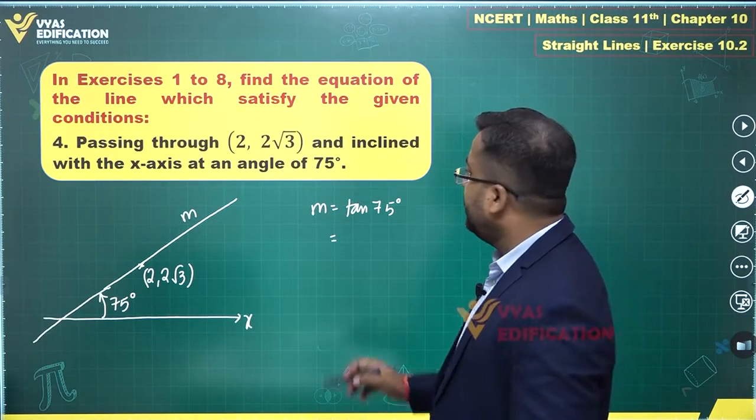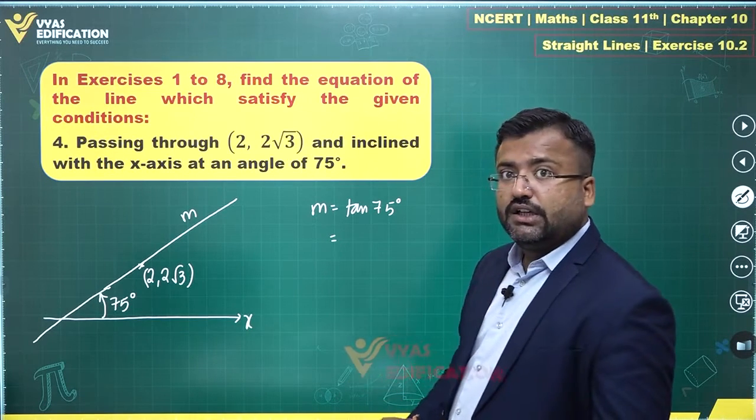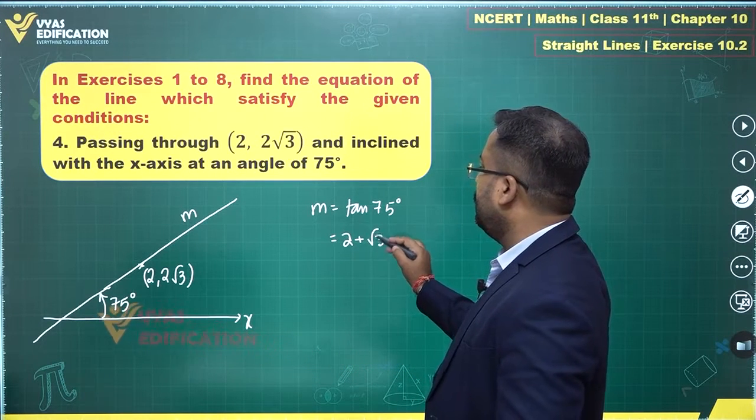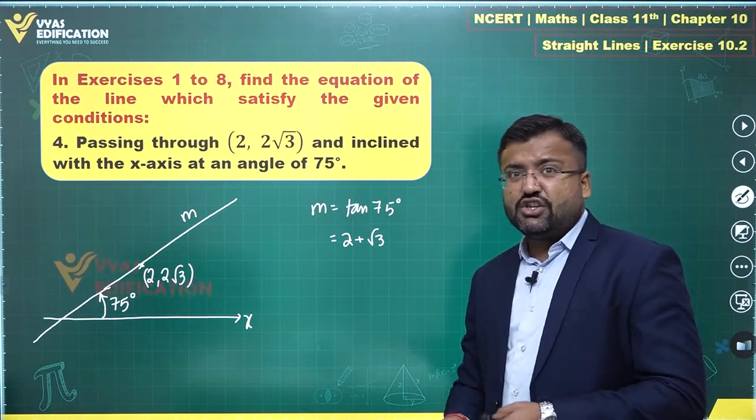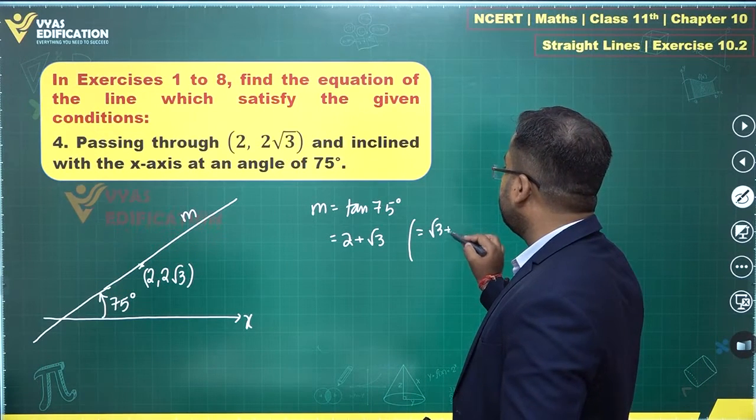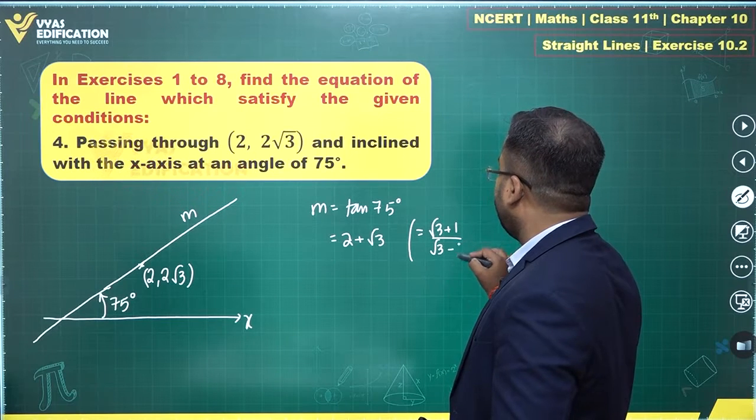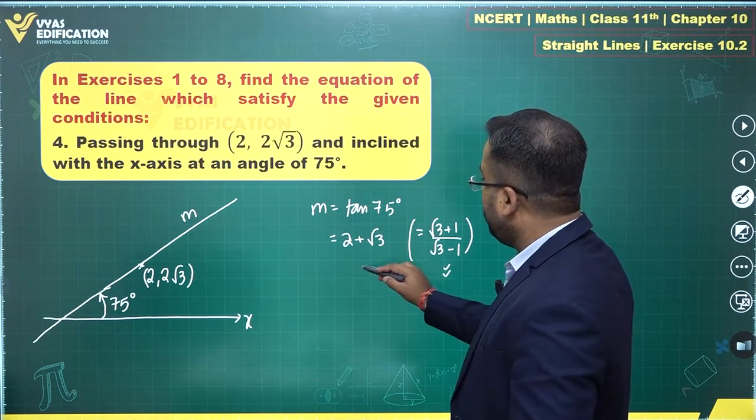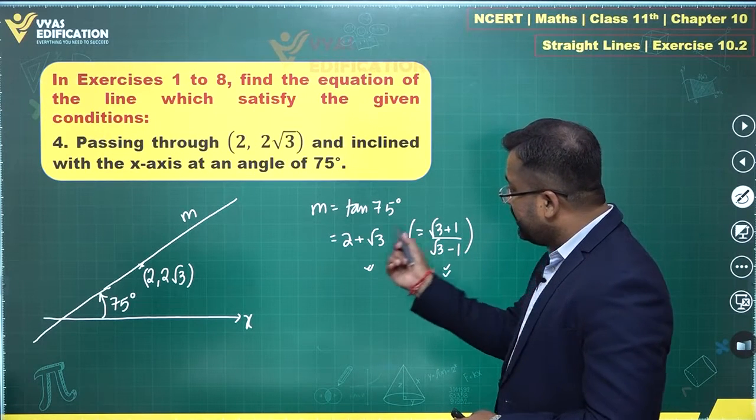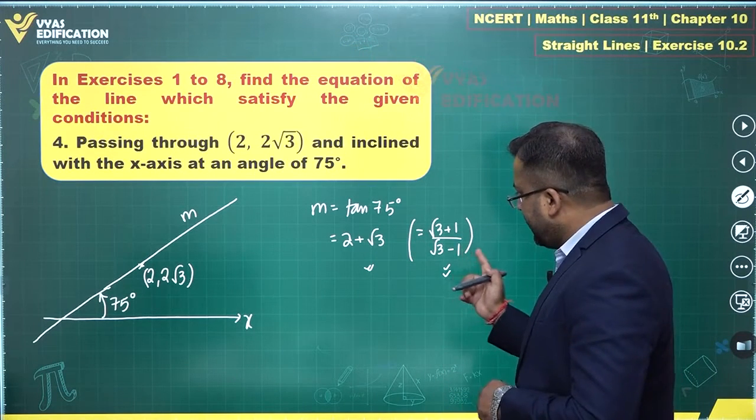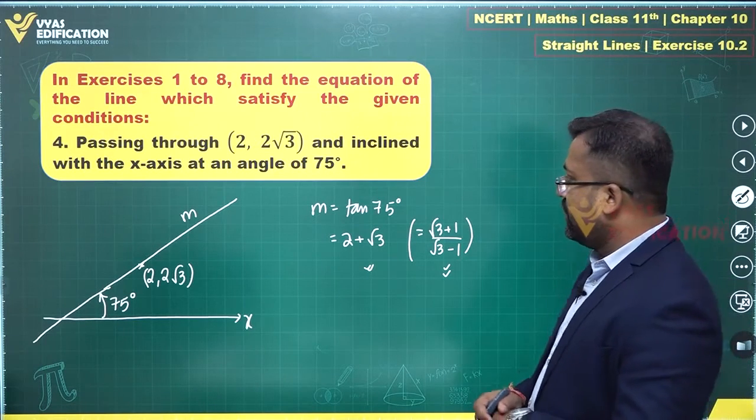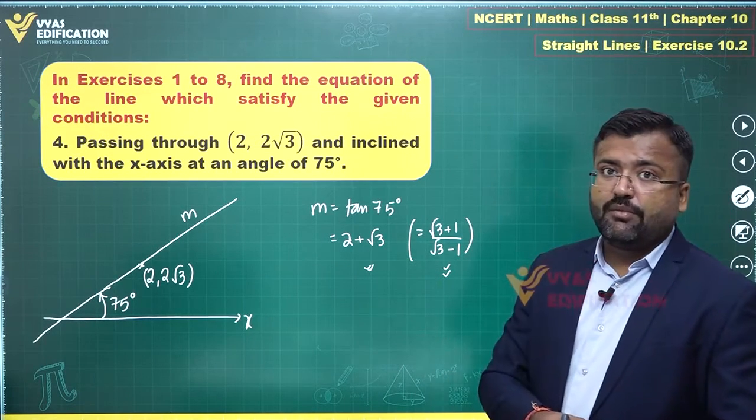You should be aware of that. Tan 75 degrees is actually 2 plus root 3. This could also be written as (root 3 plus 1) upon (root 3 minus 1). If you remember this version, well and good. This can be rationalized to give you the other form. Rationalizing the denominator will convert this into that particular form. But this is something which you should remember.